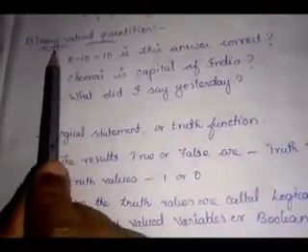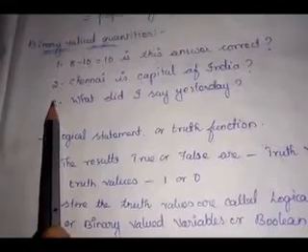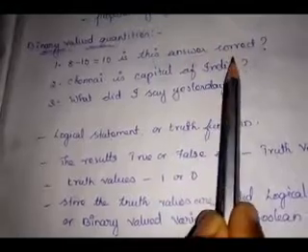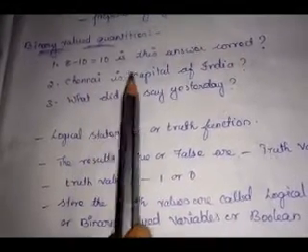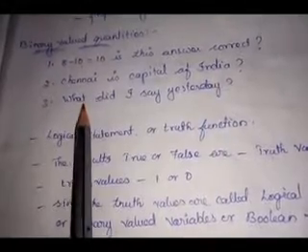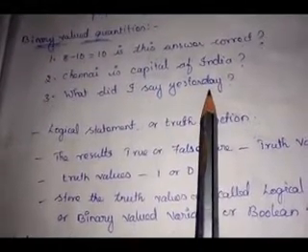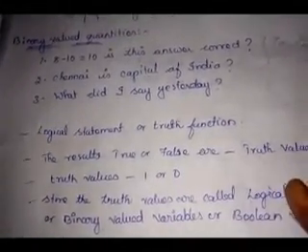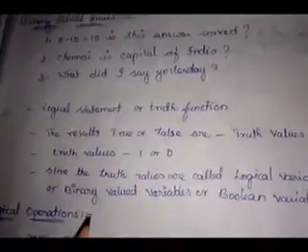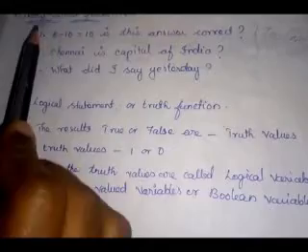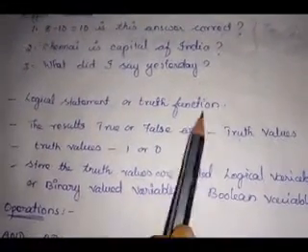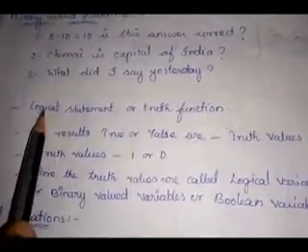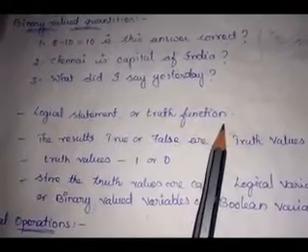Next topic is binary valued quantity. Here three statements are there. 8 minus 10 equal to 10. Is this answer correct? Next one, Chennai is capital of India. Third one, what did I say yesterday? Here, the first two statements we can answer in yes or no, but the third one we cannot say like that. This type of statement is called a logical statement or truth function.